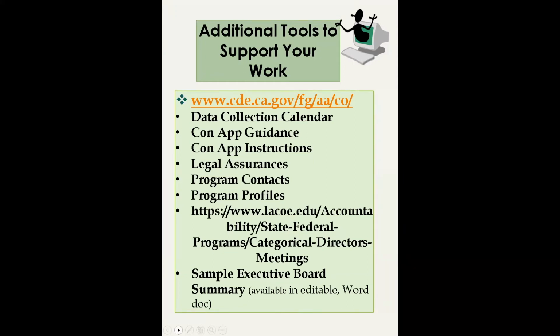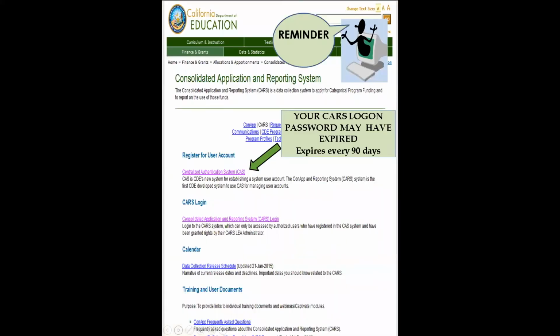Okay. All right. And this is how you get into the system. First of all, you need to log in on the centralized authenticating system. And if you've been around for a while dealing with either FPM or the ConApp, you're probably in the system. Just make sure your password expires. They say it expires every 90 days. I don't believe that, but you might check it anyway. They seem to last quite a bit longer than that.